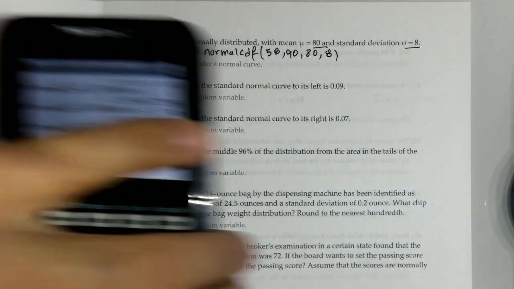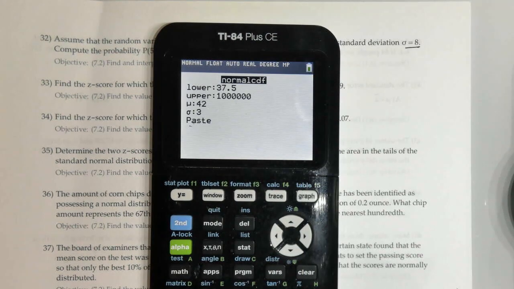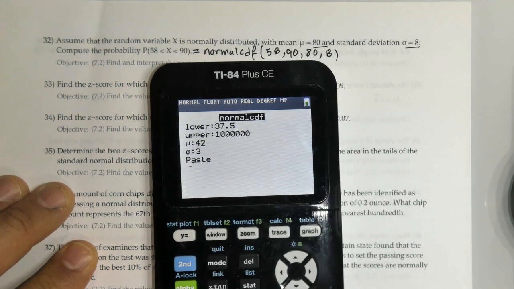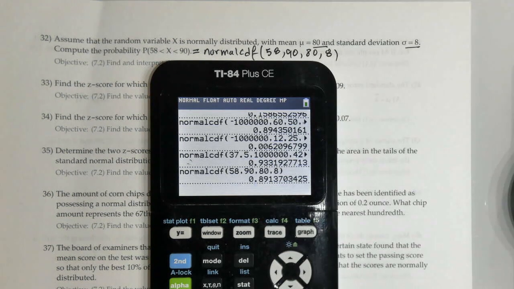How do you use this one? Using the calculator again. Second and distribute. Normal CDF. You see how much we use this calculator already. So it's 58, 90, 80, 8, paste, and I got 0.8914.